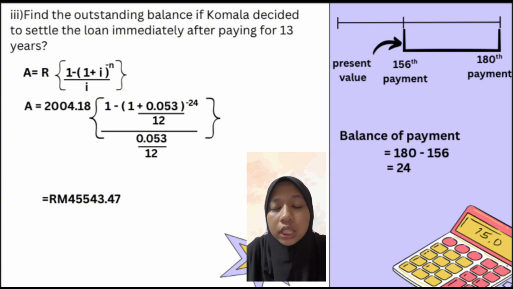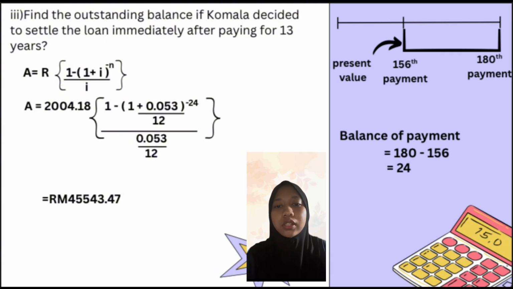For this question, our n is the number of remaining payments that Kamala should pay to settle the loan immediately. The total number of payments that Kamala should pay for 15 years is 180 and the number of payments she already paid for 13 years is 156. So to get the value of n, 180 minus 156 equal to 24. So we must put the value of n into that formula to get the value of A. So A24 equal to 2004.18 open bracket 1 minus open bracket 1 plus 0.053 per 12 close bracket power of negative 24 close bracket divided by 0.053 per 12. So our value of A will be 45,543.47.